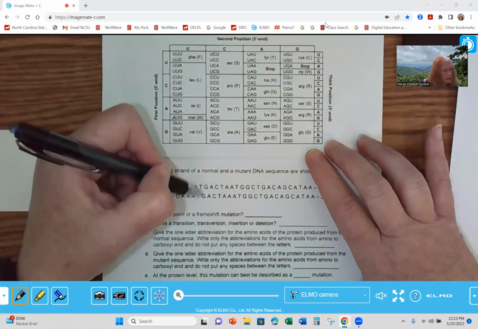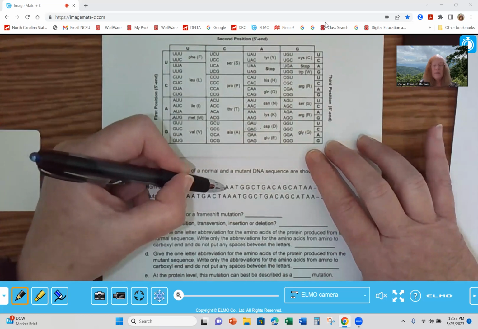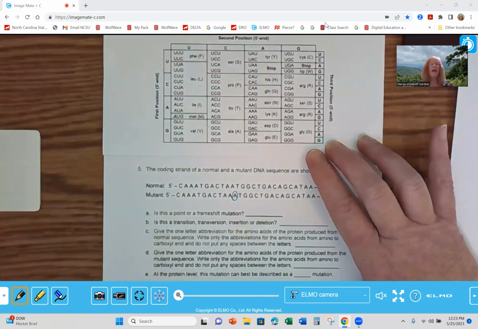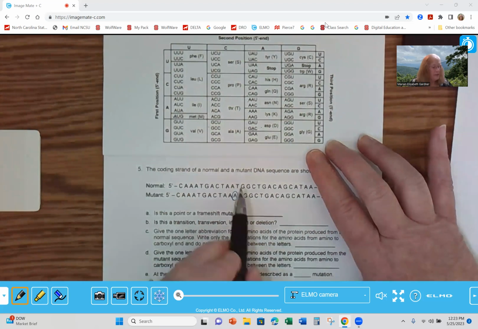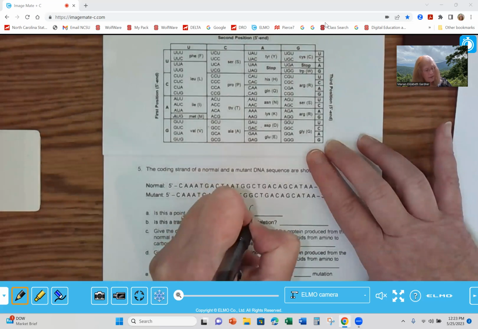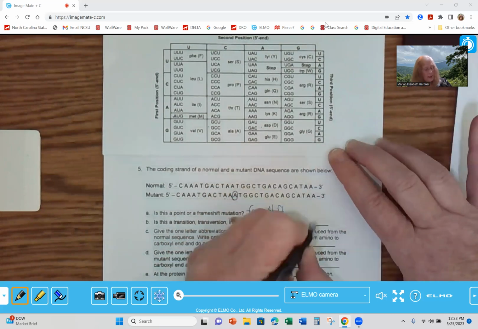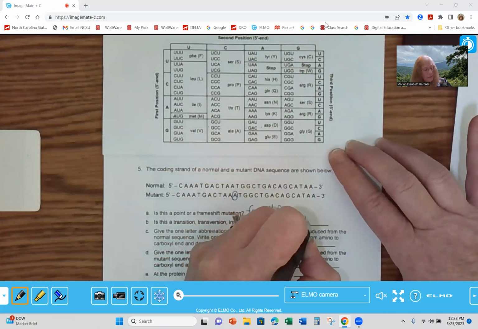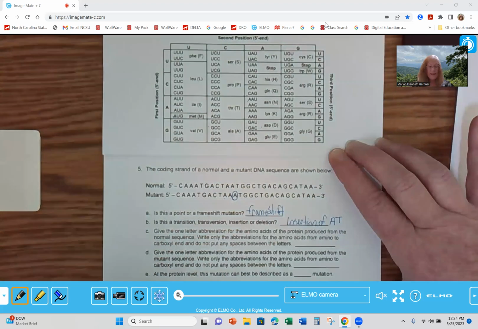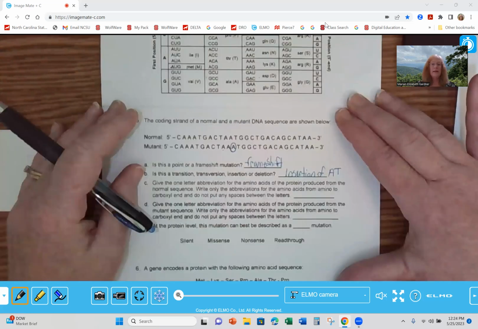G, 3 A's, T, G, A, C, T. We have 3 A's here. We only have 2 A's there. We don't know which adenine was added, but there's an insertion of an AT pair. And I'm just going to circle the third one, but it would have been equally correct to circle the first or the second. So this is a frameshift. It is the insertion of an AT pair in the DNA. And like I said, it could have been any of those three. We can't make a distinguishing change there.